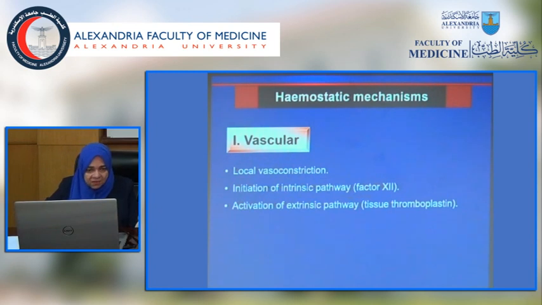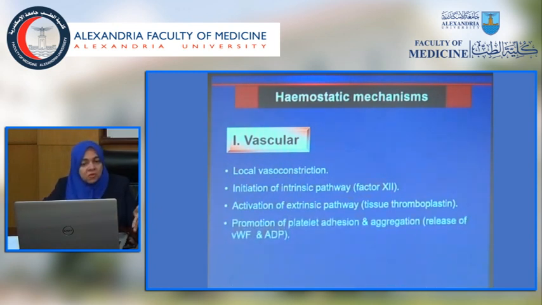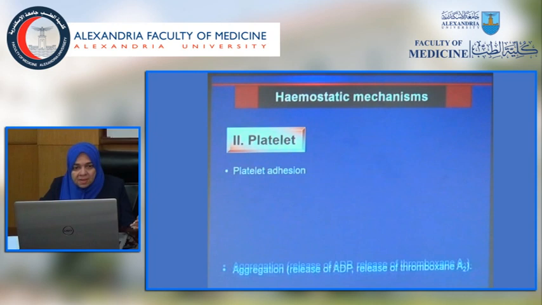There will be also activation of the extrinsic pathway through the tissue thromboplastin or the tissue factor that will activate factor 7. There will be promotion of platelet adhesion and aggregation because at the end, the site of attachment of the platelet is the vessel and the site of aggregation of the platelets is the vessels. And the site of the release of von Willebrand factor is the endothelial lining of the vessel at the site of the injury.